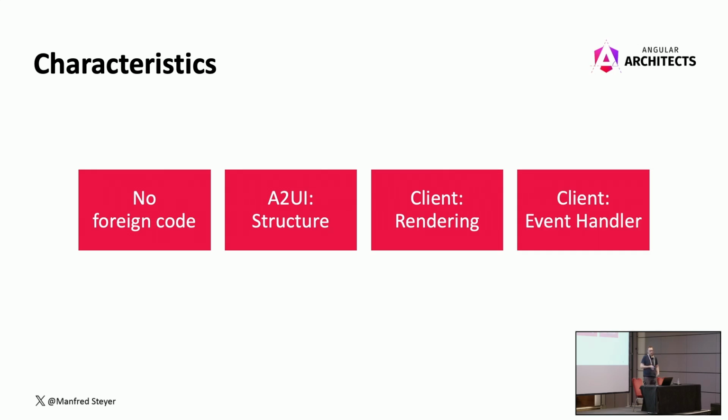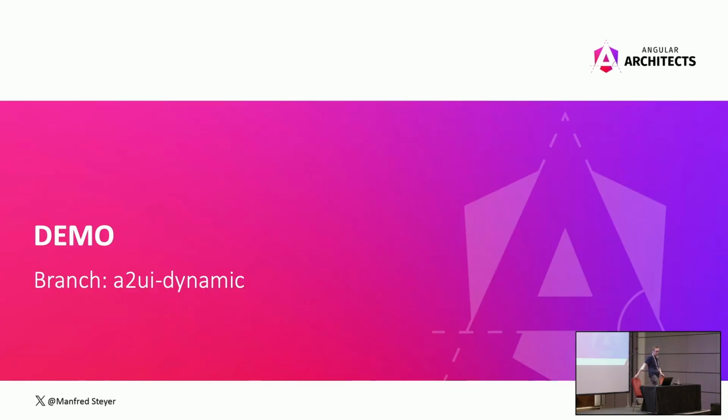One consequence of this is that the client needs to react to events that happen in those dynamic UI fragments. That means the client needs to know about the names of those events. In A2UI, they're called actions, like in Redux, and the client needs to somehow react when this or that action is triggered. Let's have a look into this.